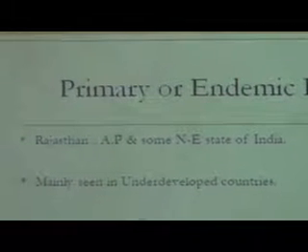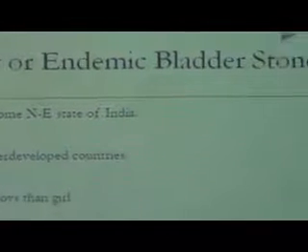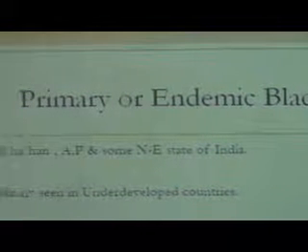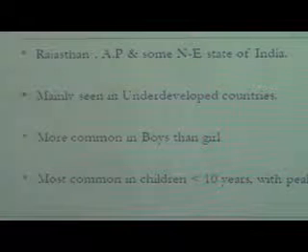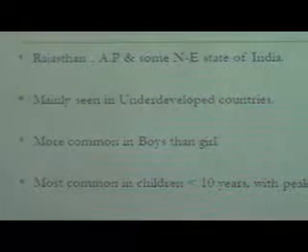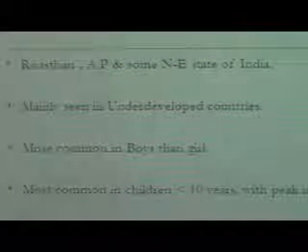So primary bladder stone is also called endemic bladder stone. Why? Because primary bladder stones are more commonly found in Rajasthan, Andhra Pradesh, and some northeast states of India like Guwahati, Assam, and other underdeveloped countries. And primary bladder stone is also more common in boys than girls. And regarding age, this stone is more common in children less than 10 years of age with a peak incidence at 2 to 4 years of age.